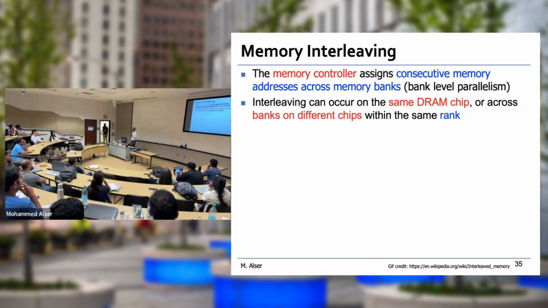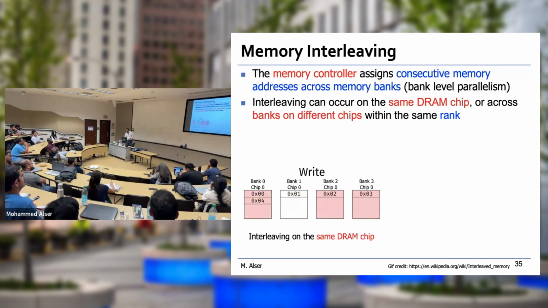Now, those memory banks could be in the same chip or could be over multiple chips, right? And that will be different interleaving. Now we will see both of them. We'll see even a third case. Interleaving can occur on the same DRAM chip, as we see in the example. Do you remember the cache example? This is very important. Or across banks in different chips within the same rank. Now, in this example, you'll see how we divide the data in the same DRAM chip, but over multiple banks.